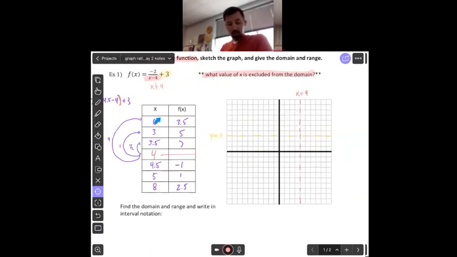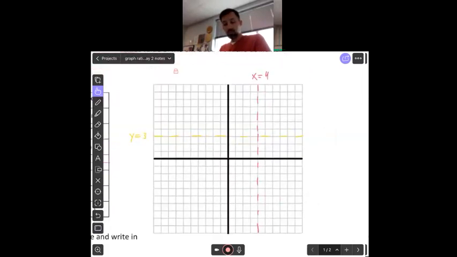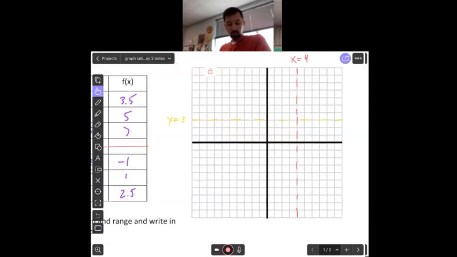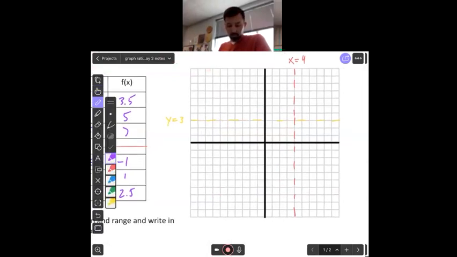Anything about the x's I picked? Anything about how I got the y values before we go to plotting? Okay, 4.5, -1.